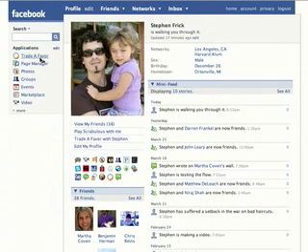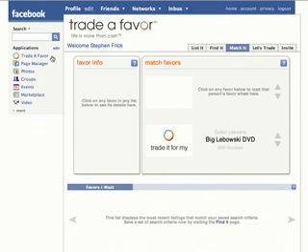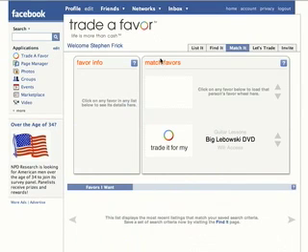Trade a Favor lets you trade anything with anyone and everyone on Facebook. It's based on 4 easy steps that are represented here in our top nav. List it, find it, match it, and let's trade.